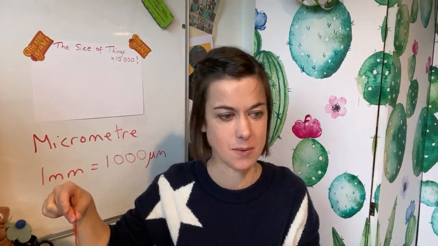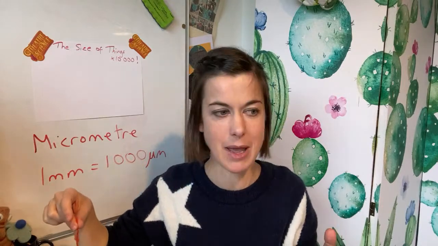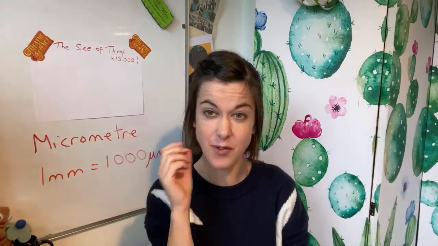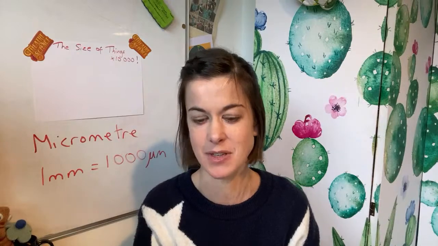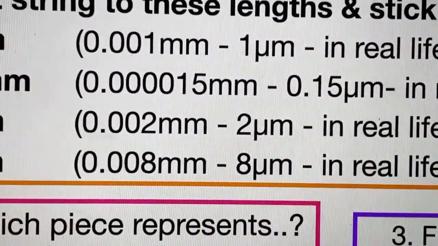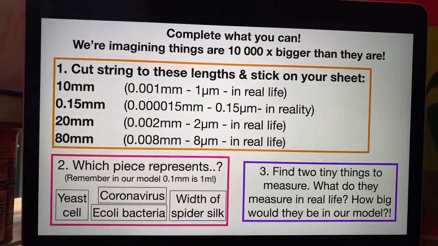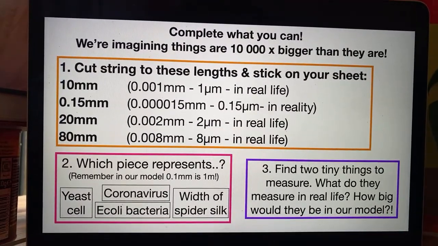So what else are we going to see in this world, right? Imagine you're now standing next to a piece of paper, it's 1 metre thick. What are you going to see around you? Well, I'm going to get you to cut 4 different lengths of string. One of them is impossible, you're just going to have to do a dot. But cut 4 different lengths of string, and I want you to try and match up what this string could be in our new everything is amazing world. Here we go. So we're imagining things are 10,000 times bigger than they actually are. Can you cut string to these lengths, please, and stick them onto your sheet? 10 millimetres, 0.15 millimetres. Is it possible? Just do a speck. 20 millimetres and 80 millimetres. Are you okay with the fact that 80 millimetres is just 8 centimetres?